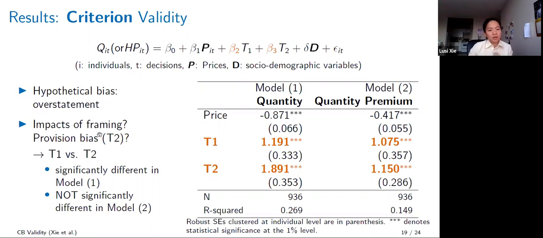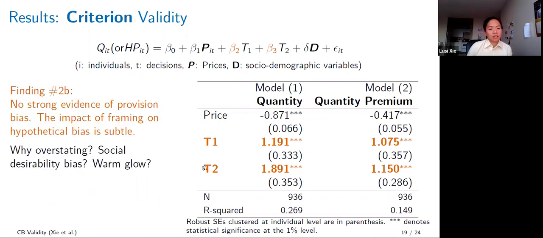And then we want to know whether there is an impact of framing. We test the equivalence of the two coefficients in the two models. In the first one, T1 and T2 are significantly different, but only at the 10% level. And they are not significantly different in model 2. So it's not really strong evidence that framing does have an impact on hypothetical bias.